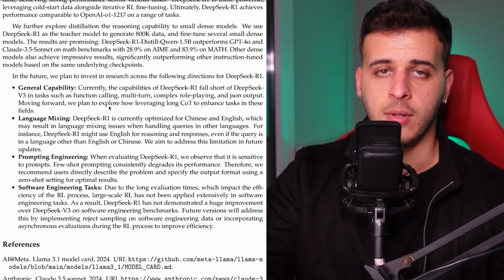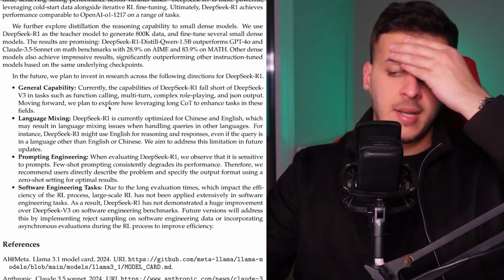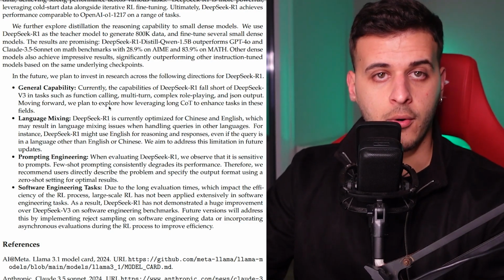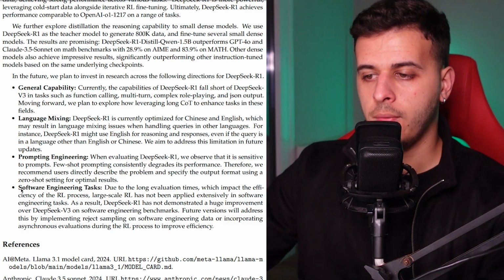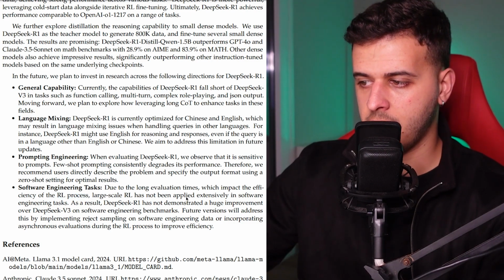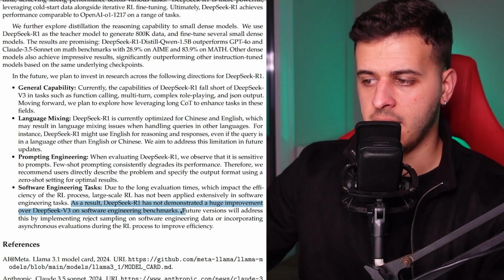Prompt engineering. These reasoners are very sensitive to prompts. So you have to prompt them in a specific way. Otherwise, they probably hallucinate quite a lot or miss the point. And here we've got the software engineering tasks. They did not test it on software engineering tasks, and they say that the performance gain is not that big compared to Deepseek V3.